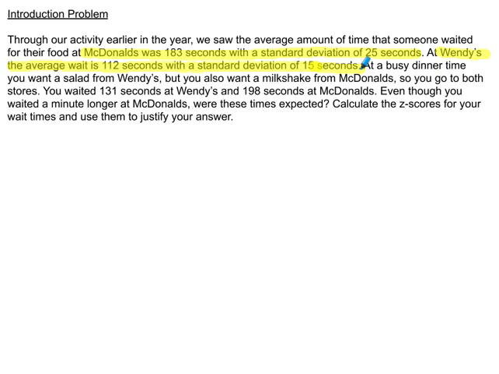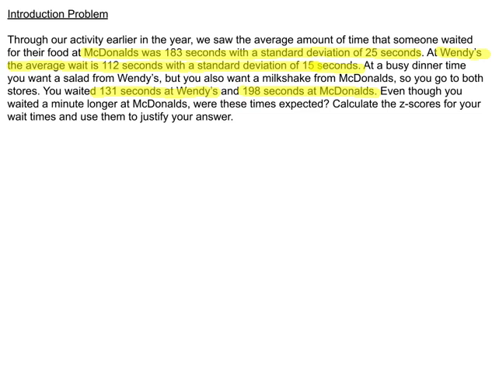So at a busy dinner time, you want a salad from Wendy's, but you also want a milkshake from McDonald's. So you go to both stores. You waited 131 seconds at Wendy's and 198 seconds at McDonald's. Even though you waited a minute longer at McDonald's, were these times expected? It asks us to calculate the z-scores for the wait times and use them to justify our answer. So here are the values that we want to use.